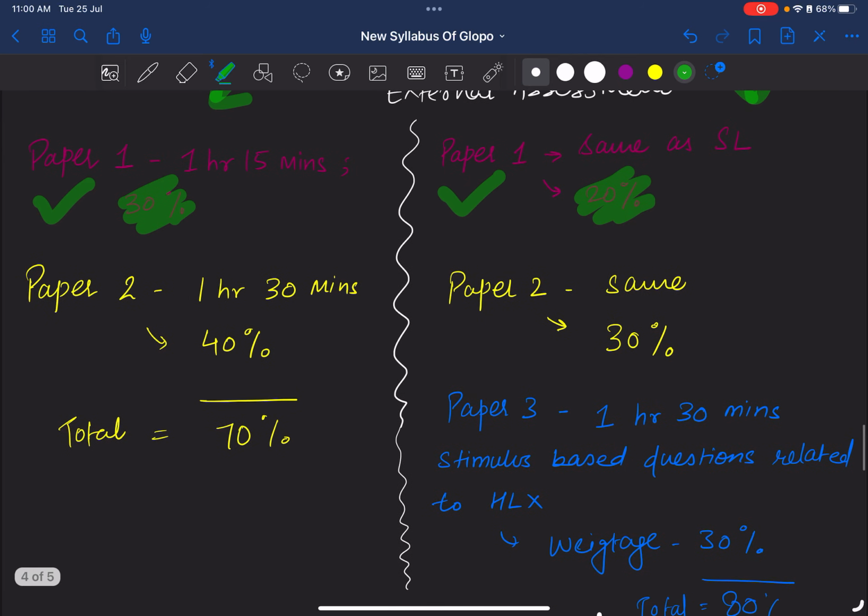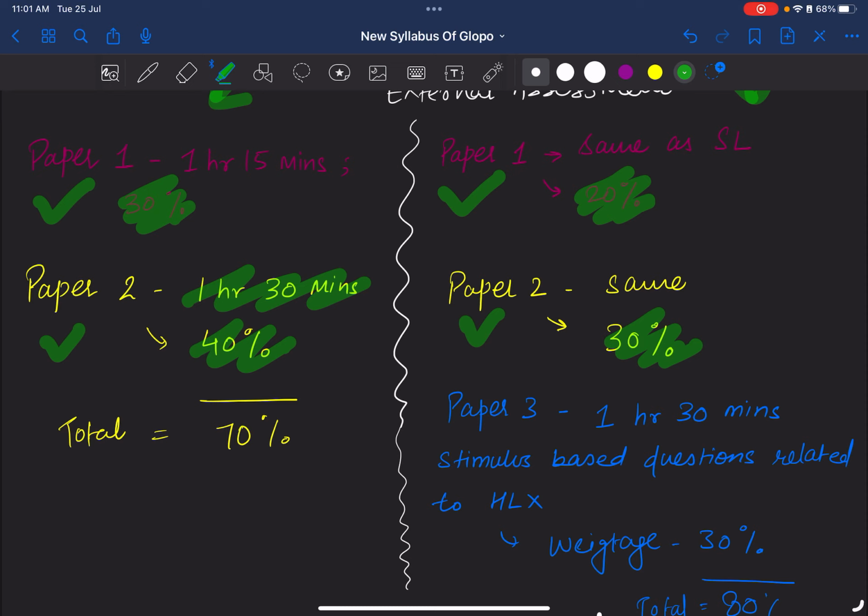Then it will have paper 2. Now, what is the change in paper 2? Paper 2 duration has been reduced to 1 hour 30 minutes for both SL and HL. Alright, both SL and HL will have 1 hour 30 minutes. The weightage is also different. SL will have 40%, HL will have 30%, right? Earlier HL had 40%. Now it has been reduced to 30%.